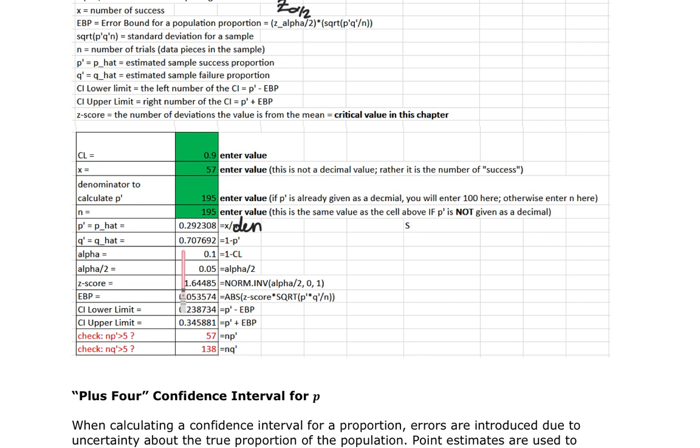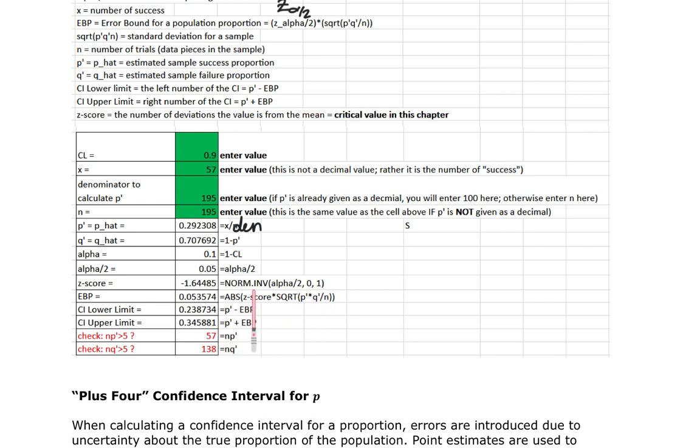My q hat is 1 minus my p hat, then the confidence level. My alpha is 1 minus the confidence level. Alpha divided by 2 is literally that value divided by 2. And then I do the NORM.INV of alpha. I could have done the NORM.S.INV because I don't need to have the 0 and 1.